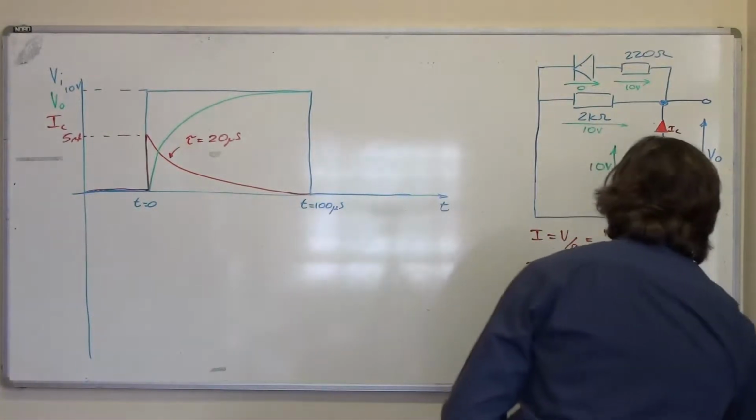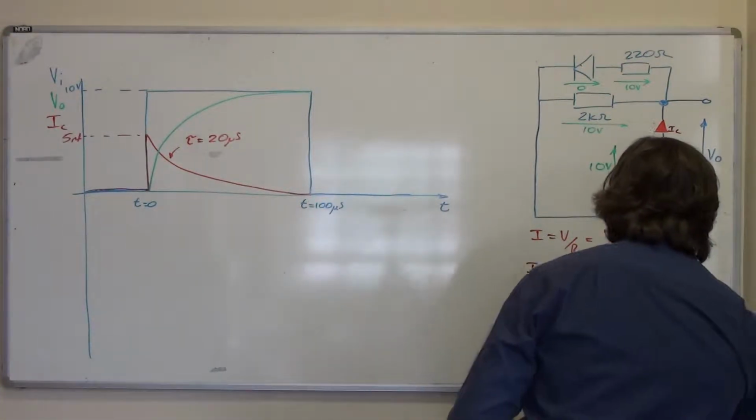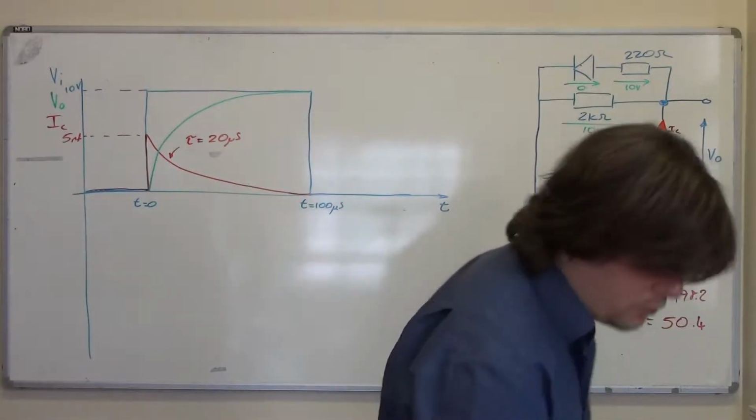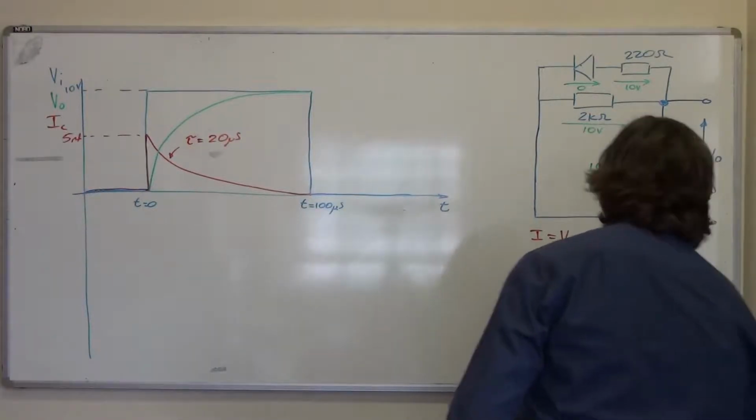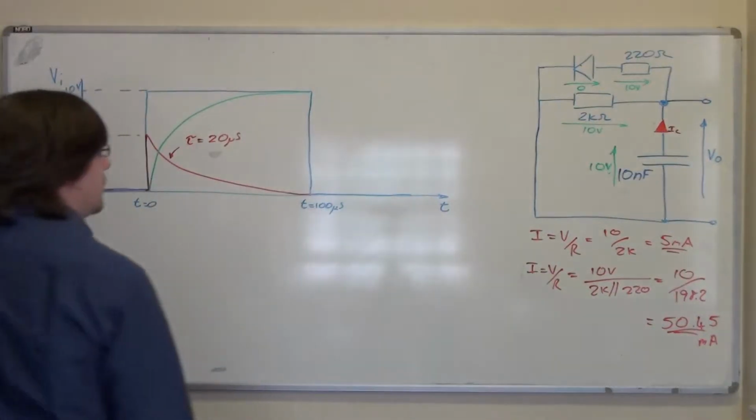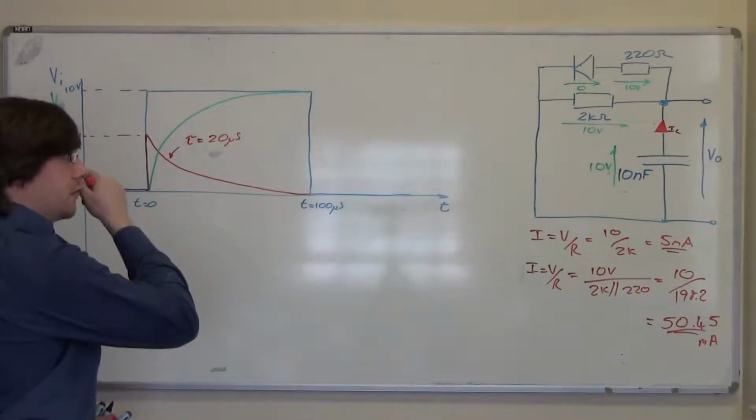which is 50.45 milliamps. 50.454, so it doesn't go up. 50.45 milliamps. Alright, so we know where the spike is going to come down to.